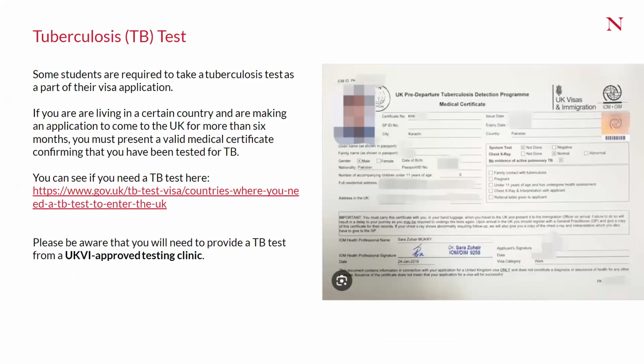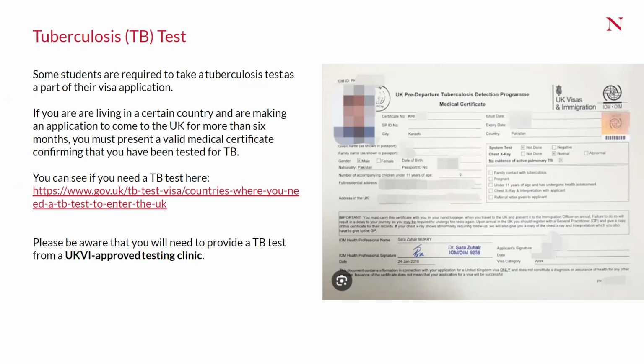Tuberculosis test. Some students are required to take a TB test as part of their visa application. If you are living in a certain country and making an application to come to the UK, you must present a valid medical certificate confirming that you have been tested for TB.